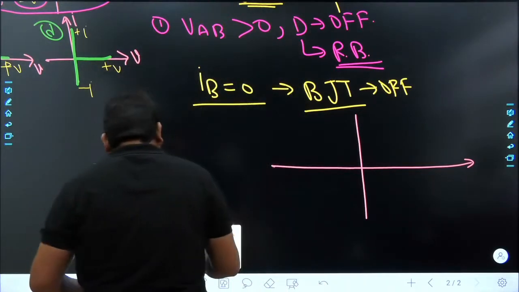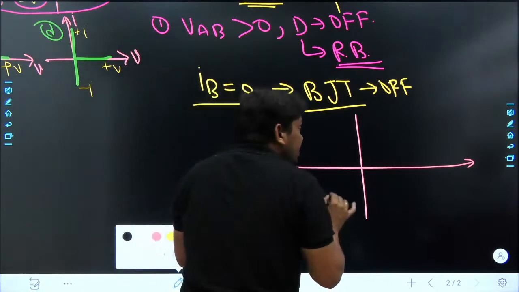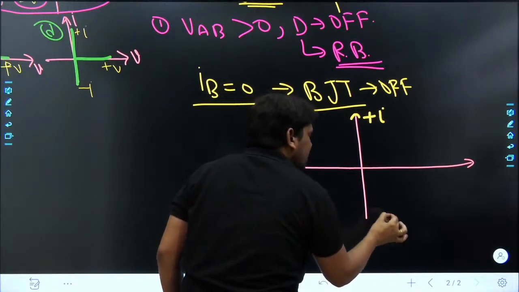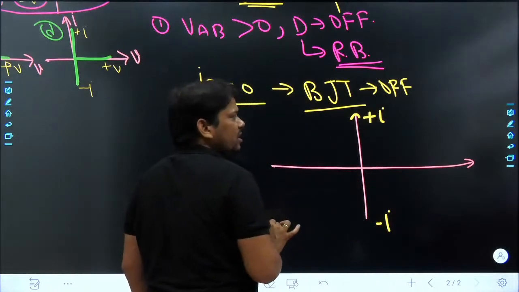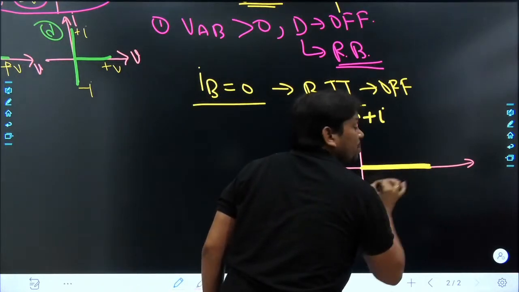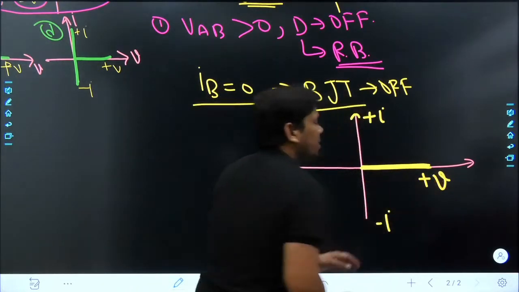Now see, what is the most important thing? In this case, my dear friend, no current will flow. I and minus I both will be 0 at this moment. Okay, but some voltage will block, and that voltage is nothing but the positive one.